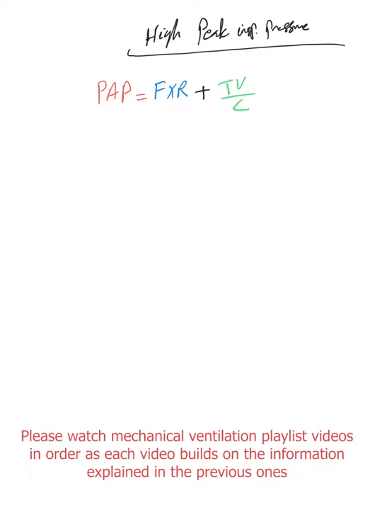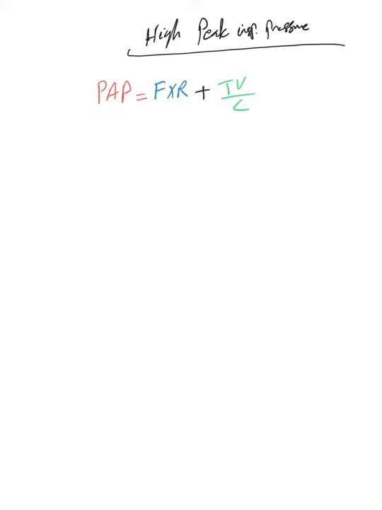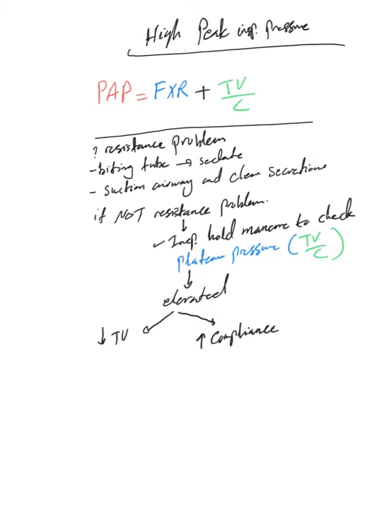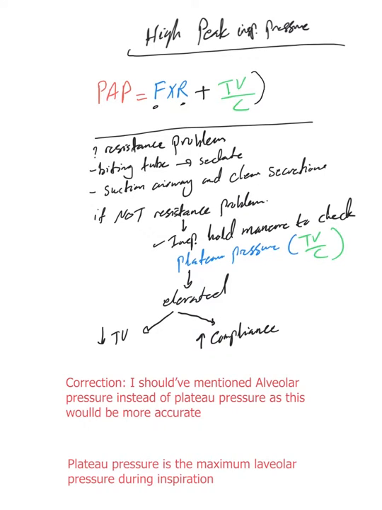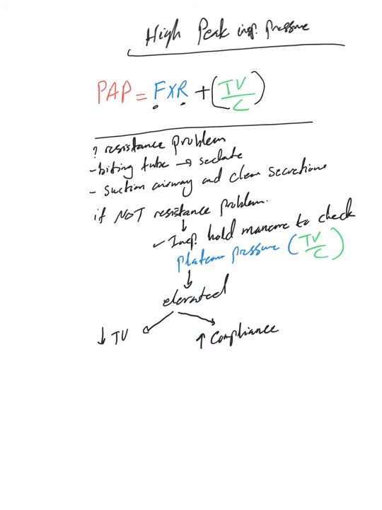So let's continue treating high peak inspiratory pressure. Let's remember this is the equation: the proximal airway pressure equals flow multiplied by resistance, plus the plateau pressure, which is the tidal volume divided by compliance.